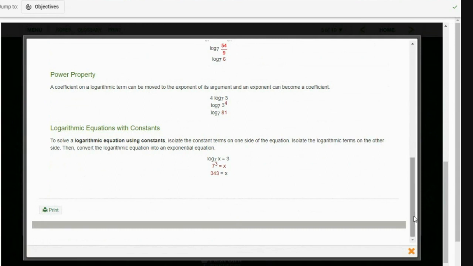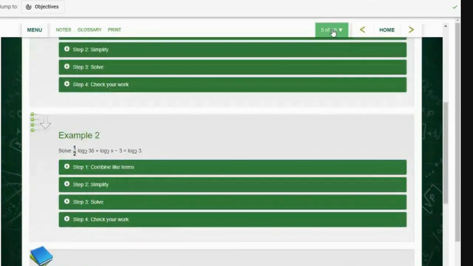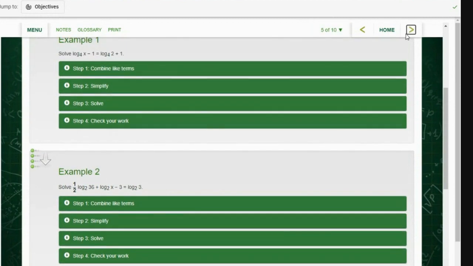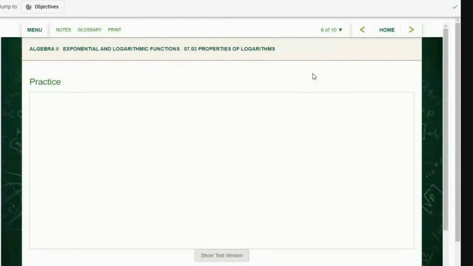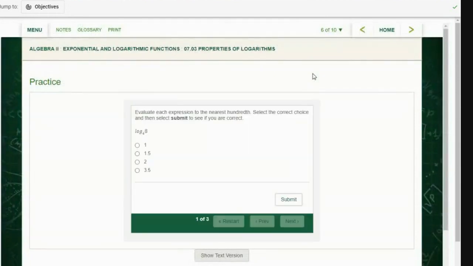All right. You'll notice that we are far from the end. That means there are several pages of practice problems. So if you think you understand it, but you're not sure, this is where you go figure that out. Can you get the right answer there? Here are 3 problems right here. Select the correct choice and then submit.